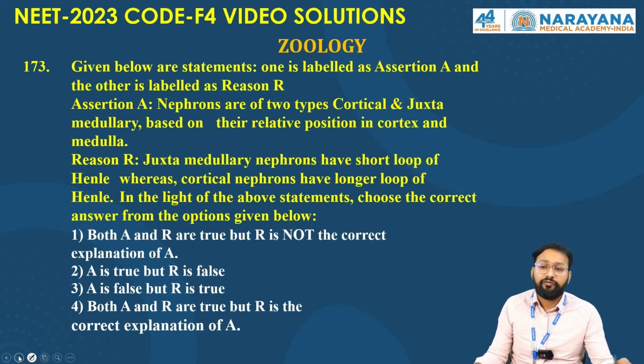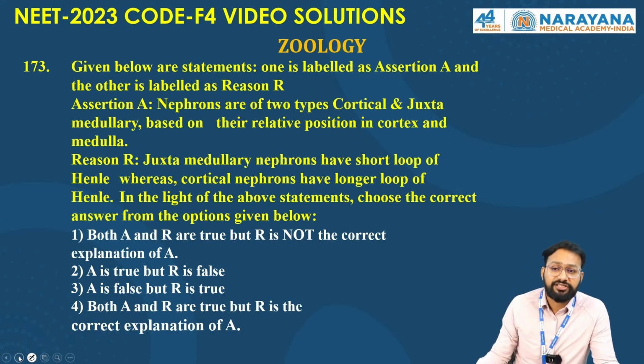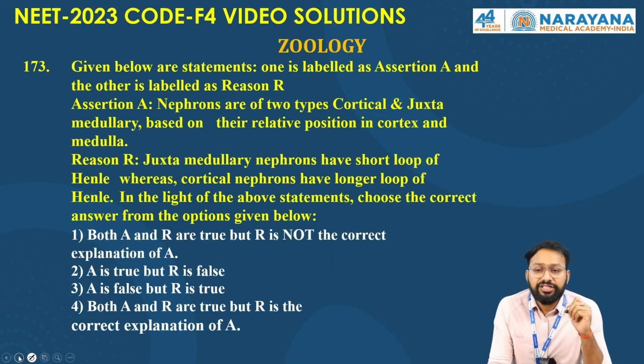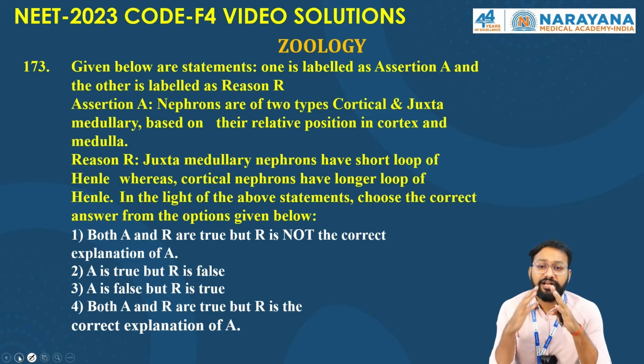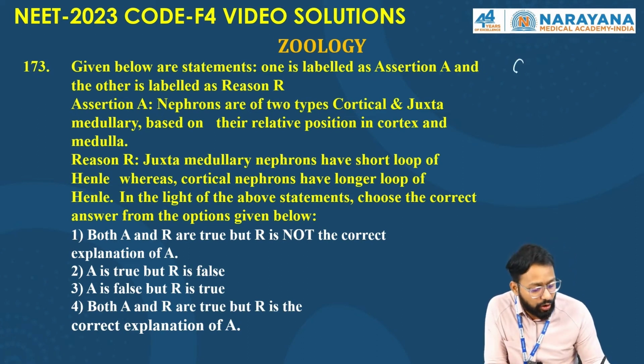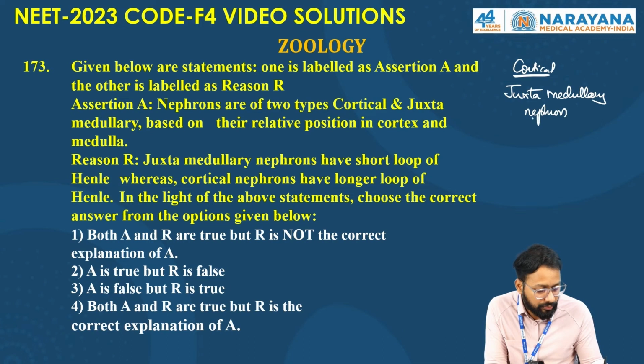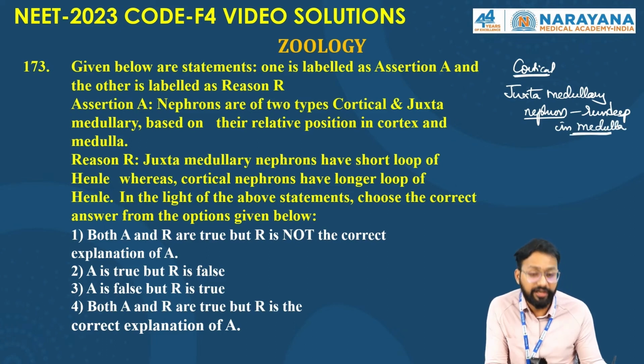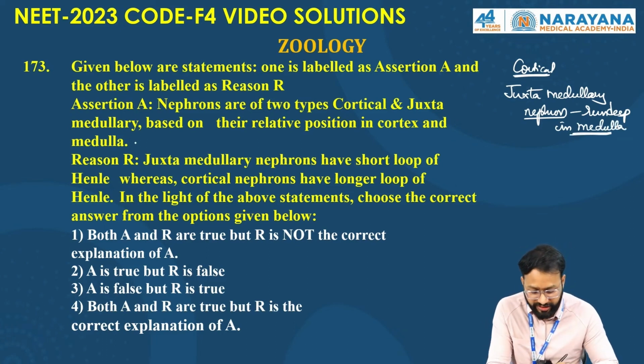Next, 173, again an assertion reason statement. The assertion is that nephrons are of two types, cortical and juxtamedullary nephrons, based upon their position. In the cortical region, cortical nephrons will be seen, and juxtamedullary nephrons run deep in the medulla region of the kidneys. So the assertion is correct.